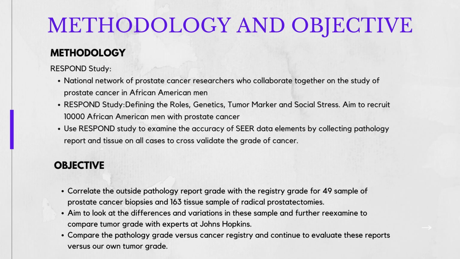For the objective of our research project this summer, we correlate the outside pathology report grade with the registry grade that we collected for 49 samples of prostate cancer biopsies and 163 tissue samples of radical prostatectomies. We aim to look at the differences and variations in these samples and further re-examine and compare tumor grade with experts at Johns Hopkins. We also want to compare this pathology grade versus the cancer registry and continue to evaluate these reports versus our own tumor grade.